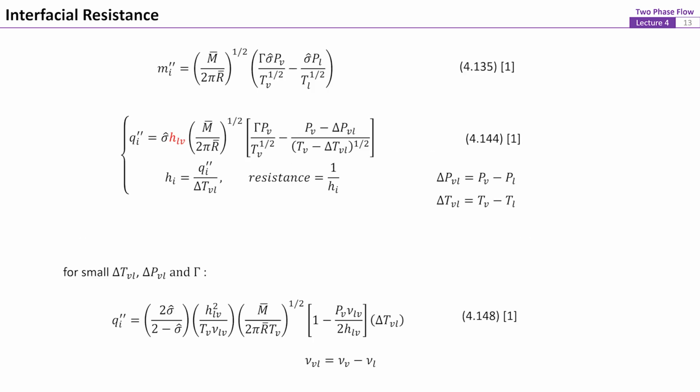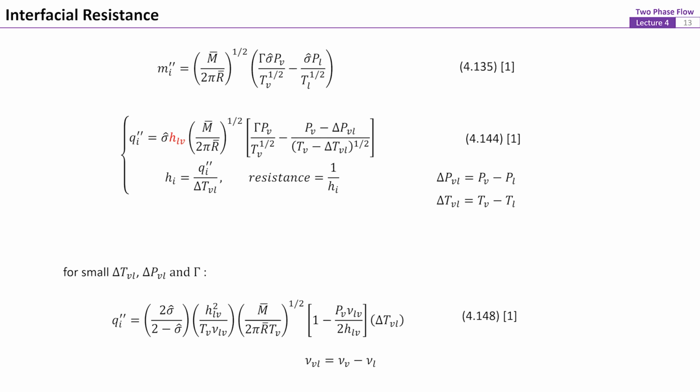The net heat flux across the interface due to evaporation or condensation equals the net mass flux multiplied by the latent heat. Equation 144 is then obtained. The interfacial resistance of heat transfer is defined as the heat flux divided by the temperature difference between the liquid and the vapor phases. It should be noted that for applying this relation, the temperature difference between the liquid and the vapor phases could be small but non-zero.